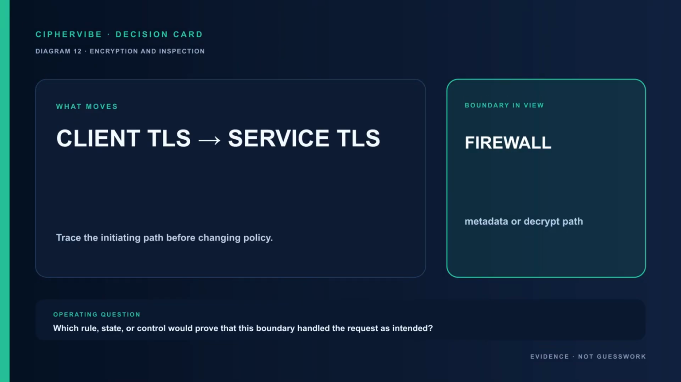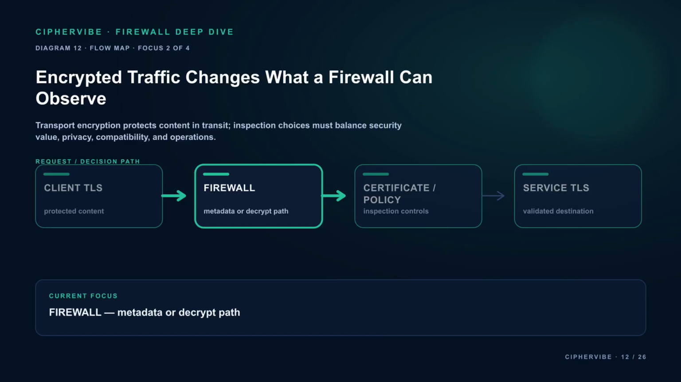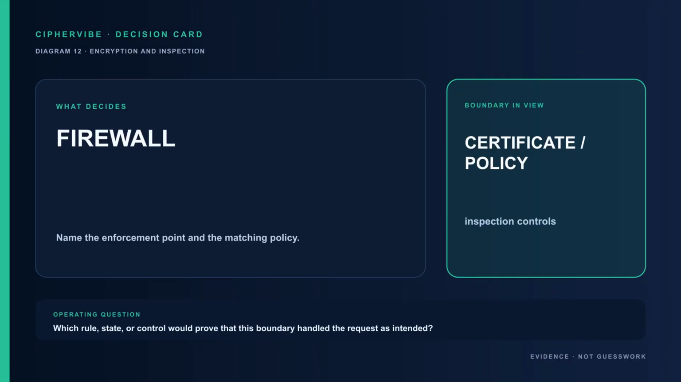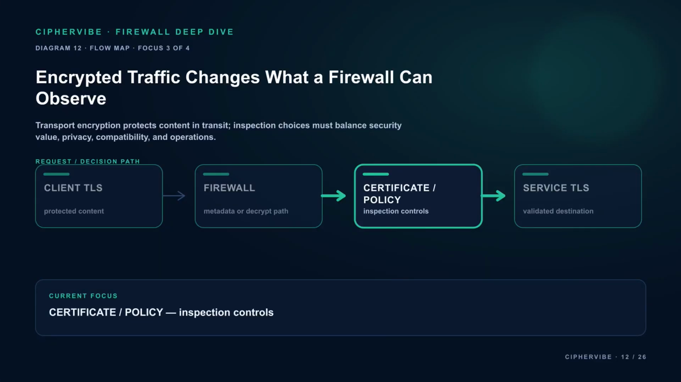Encryption is essential for protecting traffic in transit, but it changes inspection. A network device may still see connection metadata, addresses, ports, some handshake information, volume, and timing. It cannot automatically read application content protected end-to-end. Some environments choose controlled TLS interception for certain managed devices and destinations. That is a high-impact architectural choice.